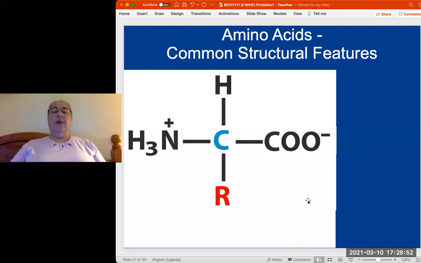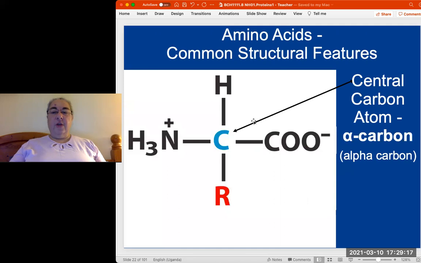Okay, so this is the structure of an amino acid. And every single amino acid has the same structure. It's what makes an amino acid an amino acid. So we're going to start by looking at the parts of this molecule.